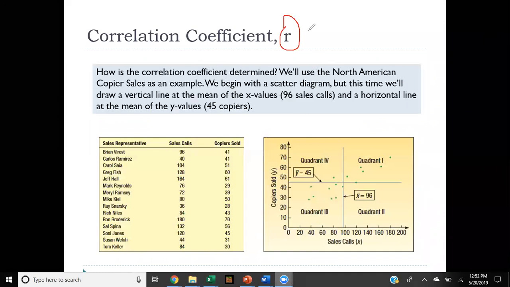Okay, so the question becomes, how can we determine the strength of this relationship? So let's first of all do it the long way, and then I'll show you the shorter way of doing this. I believe it's important for us to be able to understand the logic that goes into what Excel is going to do for us on the back end.